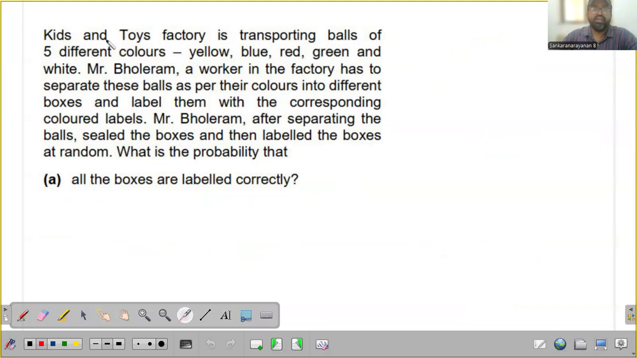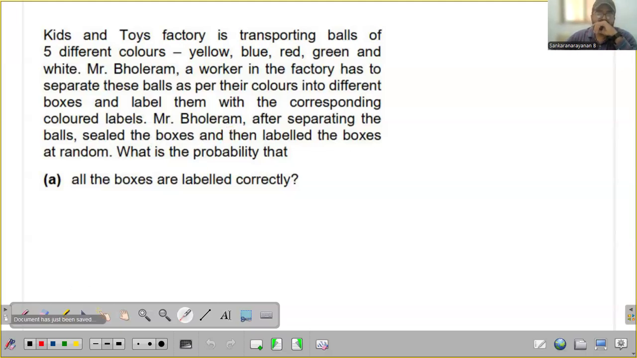Look at this question. Kids and Toys Factory, it's the name of the factory. It is transporting balls of 5 different colors: yellow, blue, red, green, and white. Mr. Bolara, a worker in the factory, has to separate these balls as per the colors into different boxes and label them with the corresponding colored labels. After separating the balls, he sealed the boxes and then labeled the boxes at random.